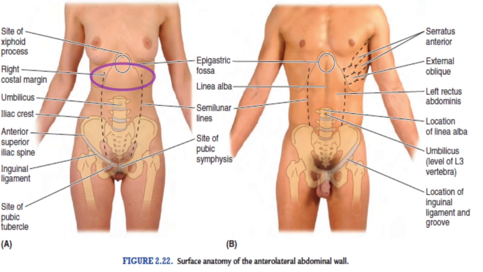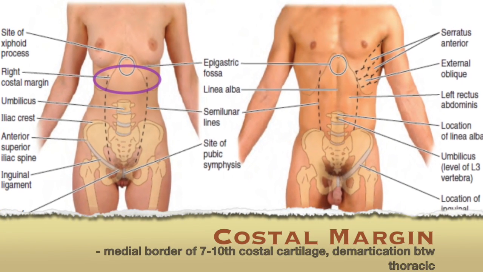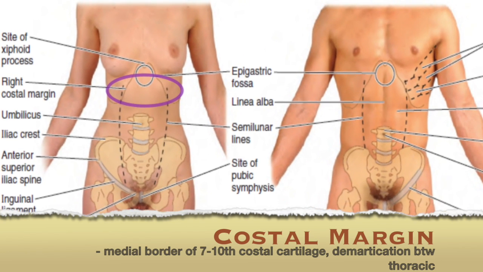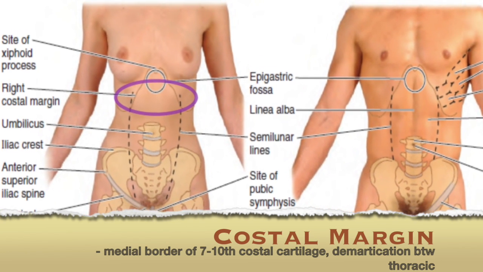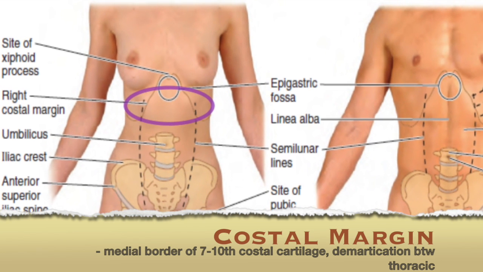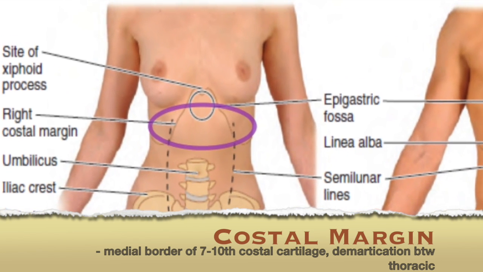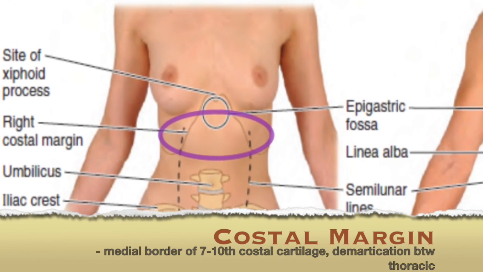My name is Irfan. I'm going to talk about the third surface anatomy, which is the costal margin. It is located on the medial side of the 7th to 10th costal cartilages when they unite on each side. The costal margin is the demarcation between the thoracic and abdominal portions of the body wall. For the abdominal wall, it is observable during expiration, where it moves inferiorly, and during inspiration, the wall moves superiorly. The muscle involved is the rectus abdominis.